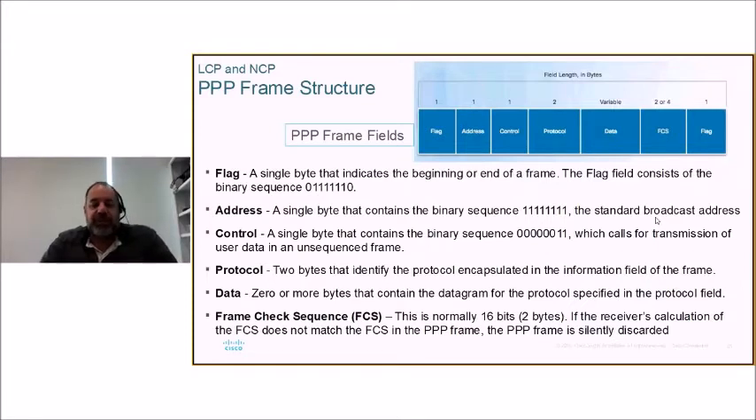Really, addressing is irrelevant. Then there's a control field, which is a single byte that contains the binary sequence of 6 zeros and 2 ones, which calls for transmission of user data in an unsequenced frame. Then there's the protocol field, which is 2 bytes that identify the protocol encapsulated in the information field of the frame. Again, that's much like the Cisco version of the frame format. Then you have the data area, which is a variable sized data field for moving data across the link. And then there's a frame check sequence, which is how you do error checking for the data that's crossed the link, to make sure there's been no errors in transmission.